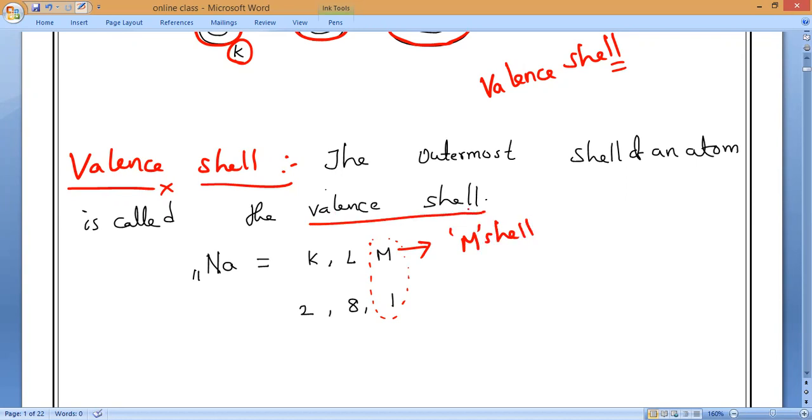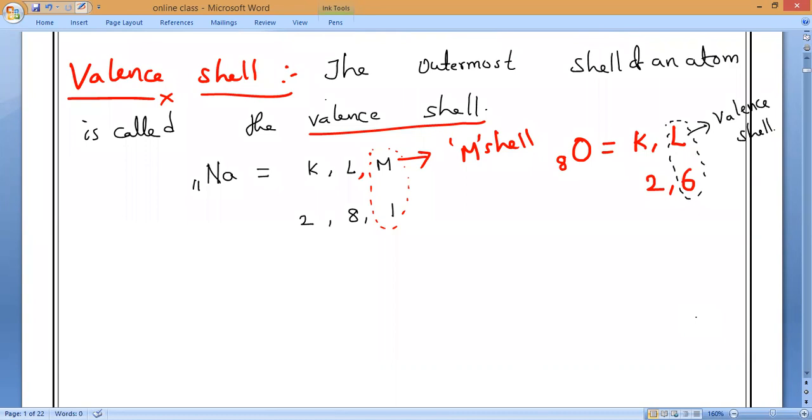Are you clear? Now, next, oxygen. What is the oxygen atomic number? 8. K and L. So arrange the electrons: 2, 6. Now, here what is the valence shell? L shell. So L is the valence shell. Is it okay, everyone? Please, that is what you have to remember.